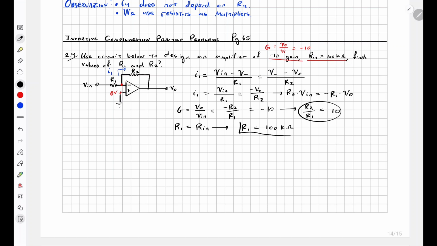So we have found the first resistor. Because R2 divided by R1 is equal to 10, we plug in 100 kilo ohms for R1, and R2 is equal to 1,000 kilo ohms. So I just rewrite that to say that R2 is equal to 1 mega ohm.